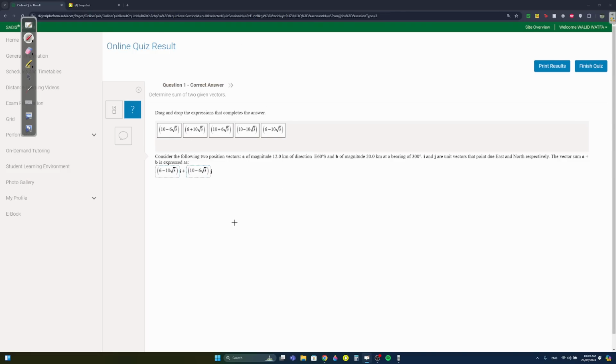Anyway, consider the following two position vectors. You have A, which has magnitude 12, and its angle is east 60 degrees south. That's a bearing, right? North, south, east, west. East 60 degrees south: you go east, then you go 60 degrees south. So it's going to be like this. This is a bearing when we're working with east, north, south, whatever.